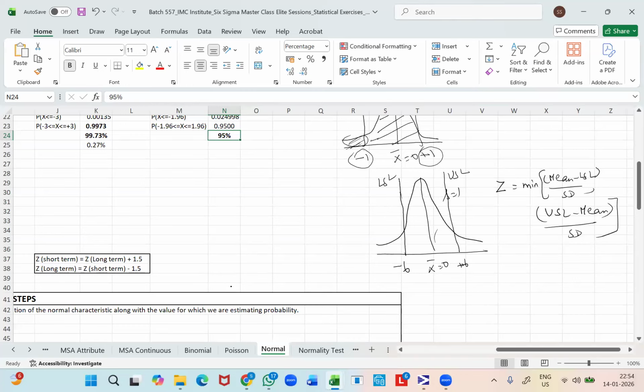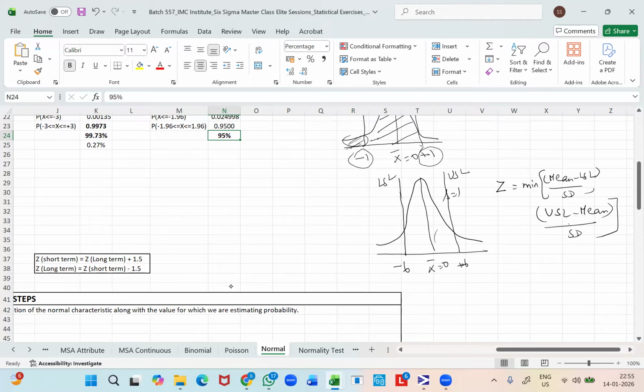Then we can say that the mean is aligning with the target, which incidentally is the first objective of Six Sigma. That being the case, we can call that process a centered process. In that case, there is no question of the minimum of these two values. We can either use the LSL side formula or the USL side formula and calculate the sigma level. The answer is going to be the same. Whether we apply the LSL side formula or the USL side formula, you'll get the same value, and that value can be treated as the sigma level.